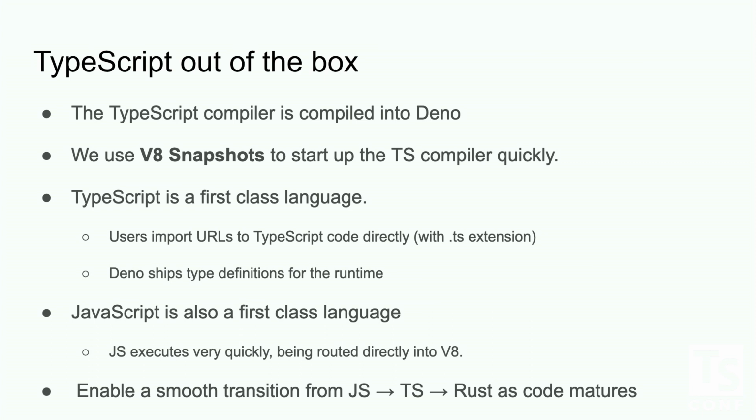We do this with the TypeScript compiler itself and the other code built into Deno. So at our compile time, we load all of this stuff up into memory, serialize it into a file, and then bundle that into the Deno executable, which allows us to start up very fast. We don't have to recompile the TypeScript compiler every time we start up.